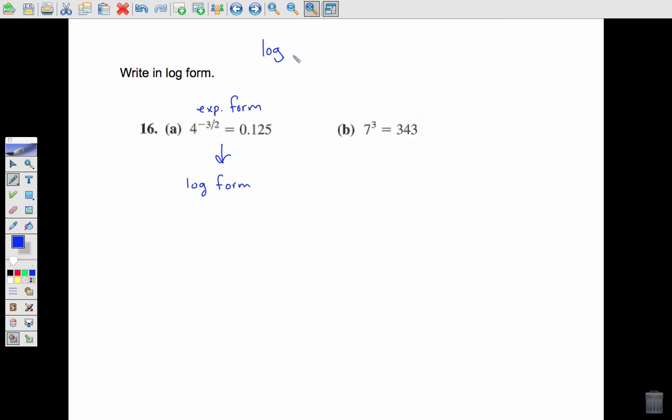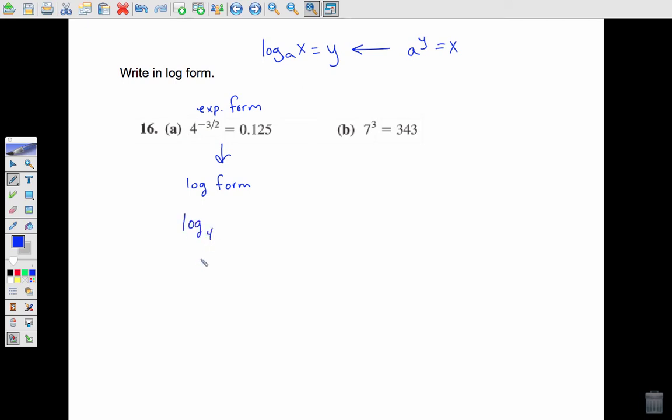So we know that log base a of x equals y means a to the y equals x. And we're going in this direction this time. We're starting with exponential form. We're changing to log form. Okay, so your base is the exponent base.